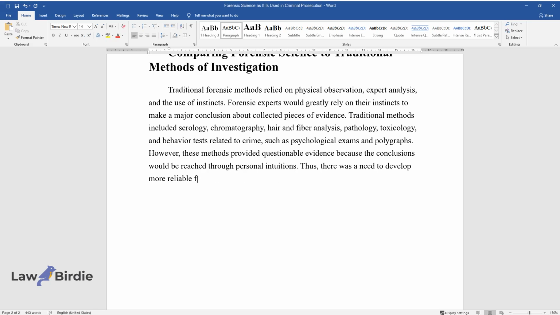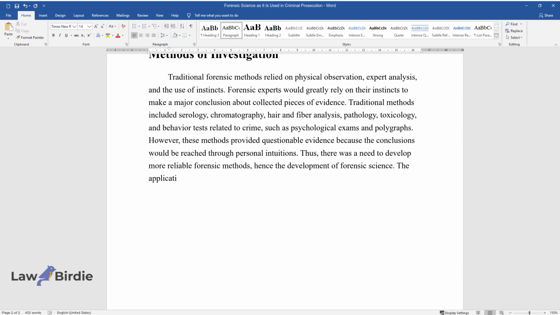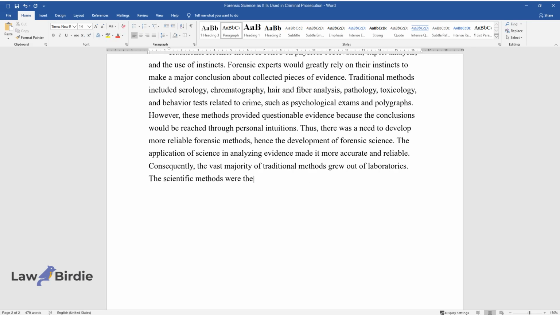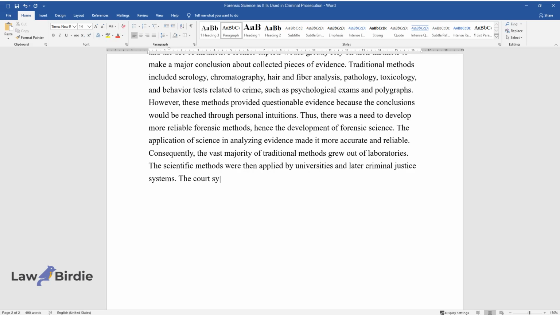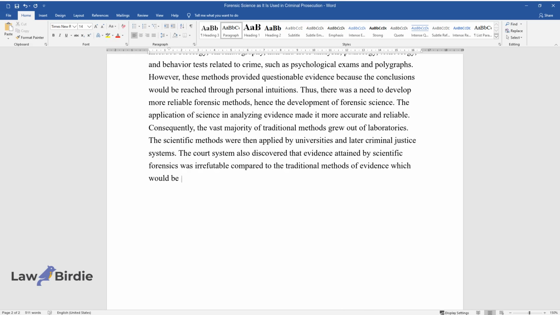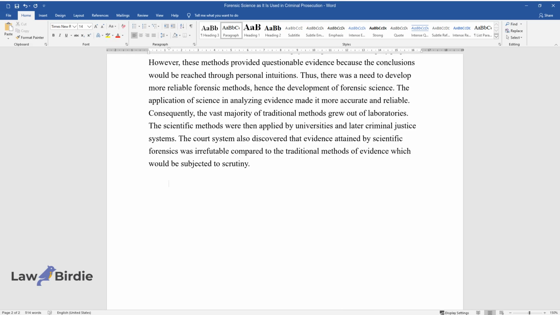Thus, there was a need to develop more reliable forensic methods, hence the development of forensic science. The application of science in analyzing evidence made it more accurate and reliable. Consequently, the vast majority of traditional methods grew out of laboratories. The scientific methods were then applied by universities and later criminal justice systems. The court system also discovered that evidence attained by scientific forensics was irrefutable compared to the traditional methods of evidence which would be subjected to scrutiny.